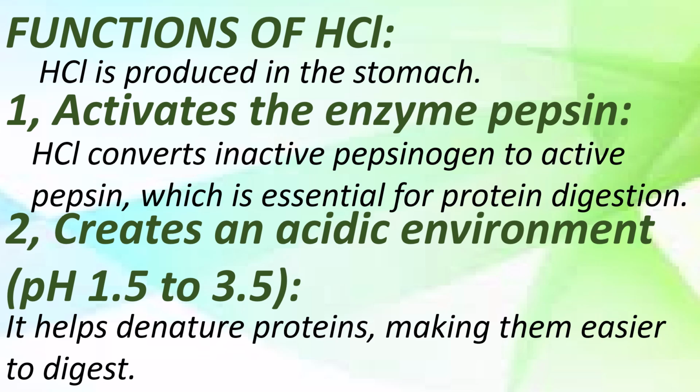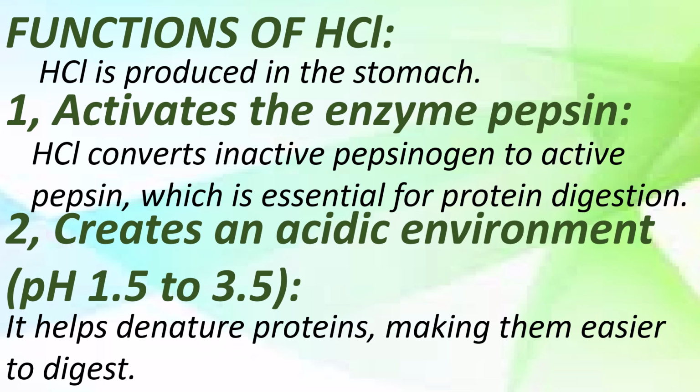HCl converts inactive pepsinogen to active pepsin, which is essential for protein digestion. So the gastric gland of stomach releases gastric juice. Gastric juice contains pepsinogen enzyme that is in inactive form. HCl convert it into active pepsin, which is very essential for protein digestion. This enzyme digests protein and convert into smaller peptides.